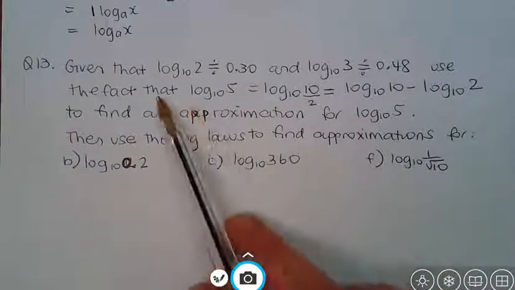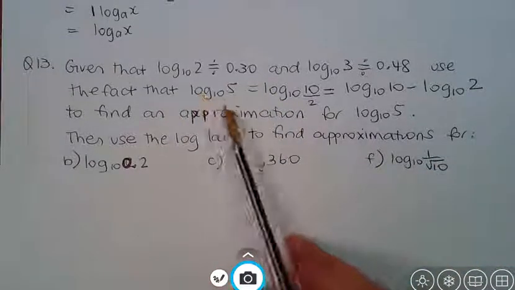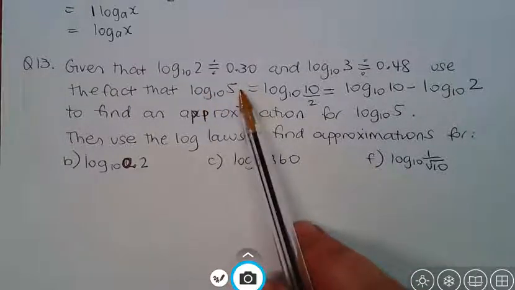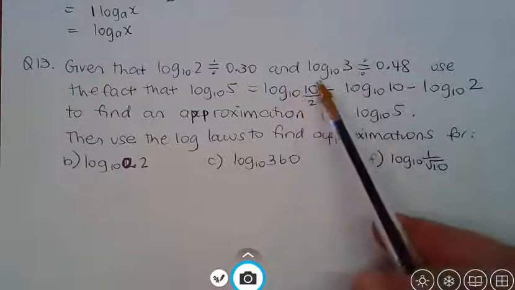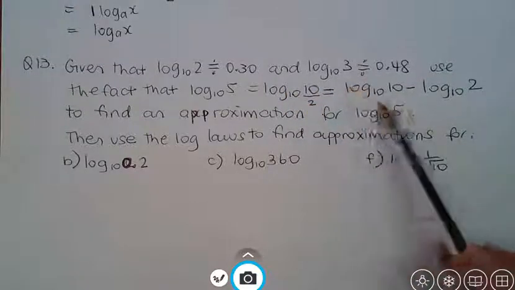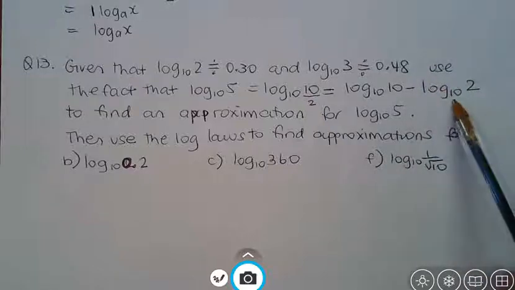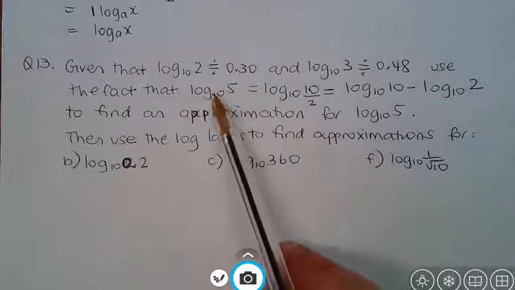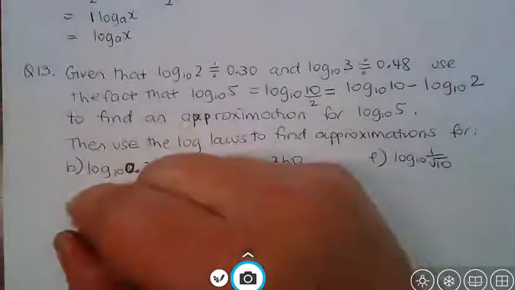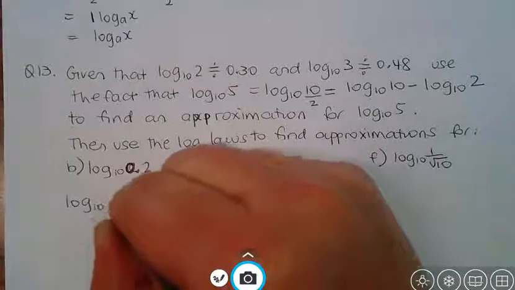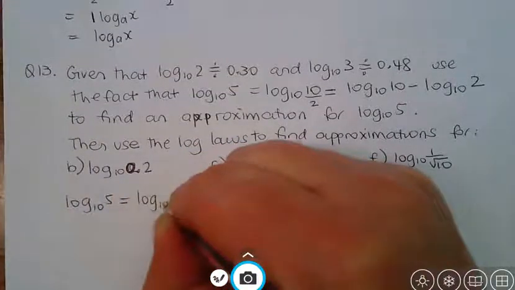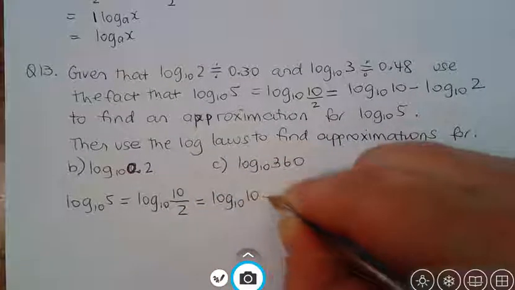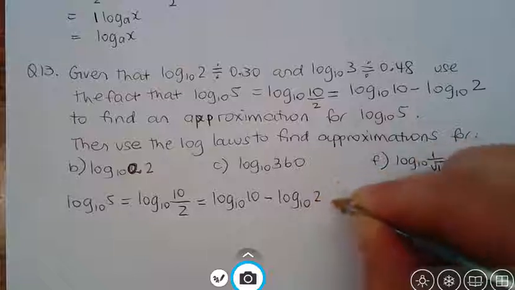But we don't have a value for log to the base 10 of 5, but we do know that log to the base 10 of 5 is log to the base 10 of 10 divided by 2, which is log to the base 10 of 10 minus log to the base 10 of 2. So we can actually come up with a value for log to the base 10 of 5. So let's just work with that first. So log to the base 10 of 5 equals log to the base 10 of 10 over 2, which is log to the base 10 of 10 minus log to the base 10 of 2.